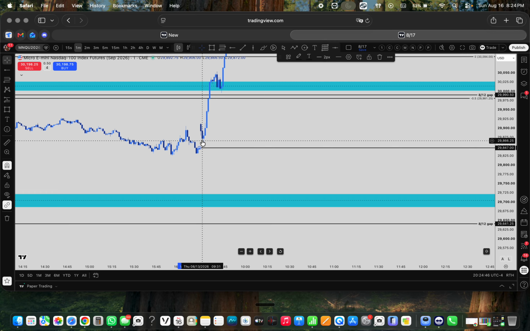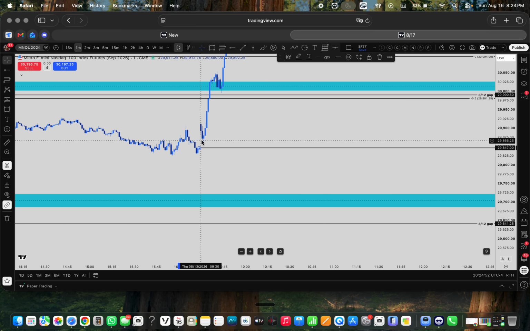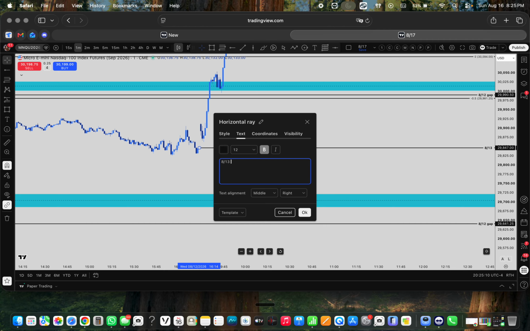And this is going to be 9:30 gap. Let's see. Let's see. Was it 8:13? Label that as 8:13 gap.